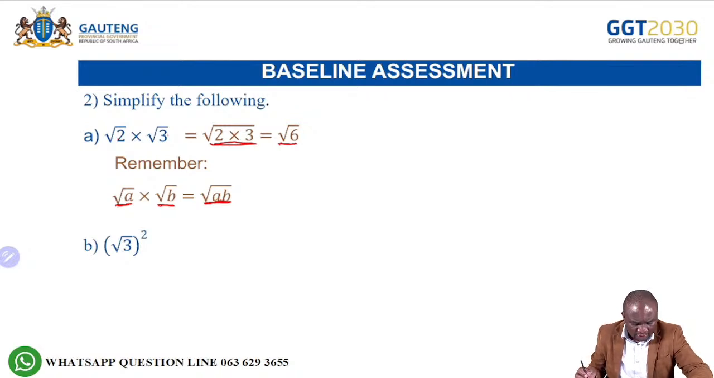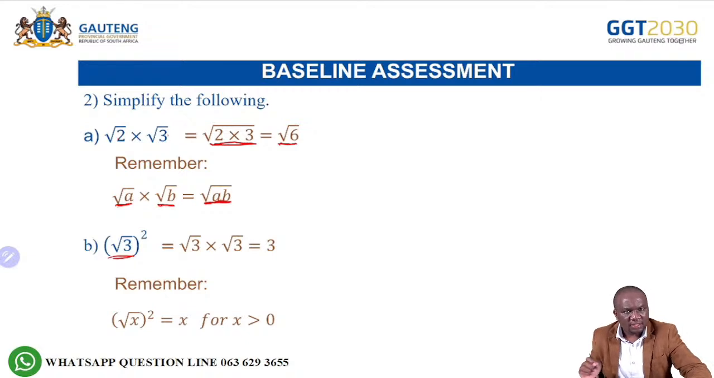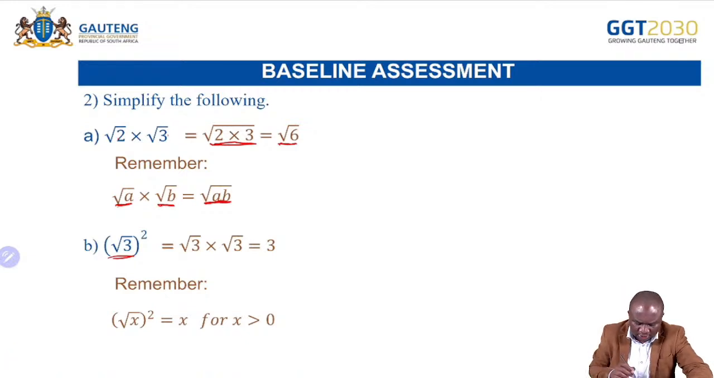And then, if we square a square root, what do we get? Like here, we're squaring a square root of 3. What will you get? We're going to get 3. Remember that the square root and the square cancel each other out. So we remain with 3.